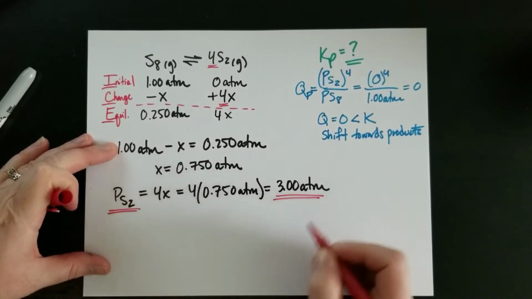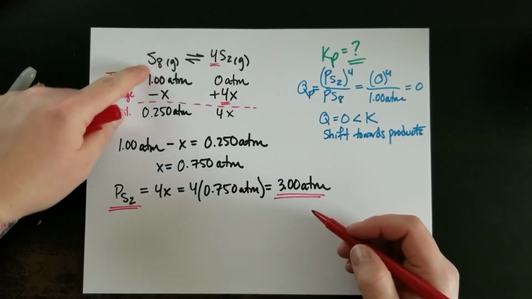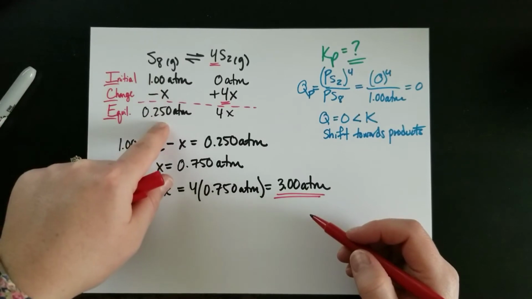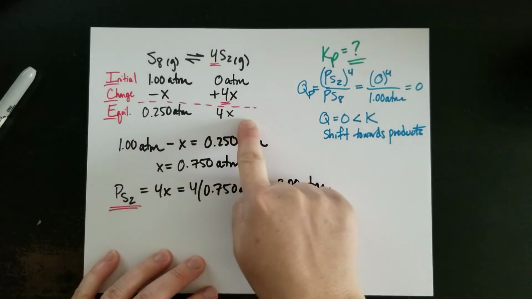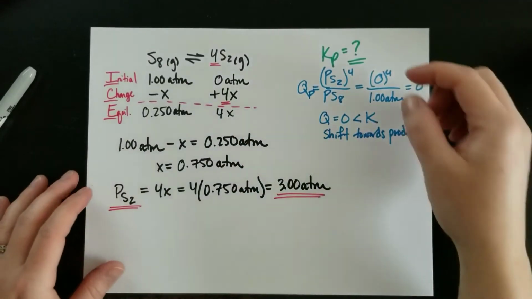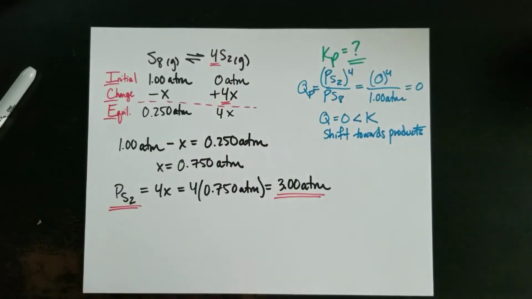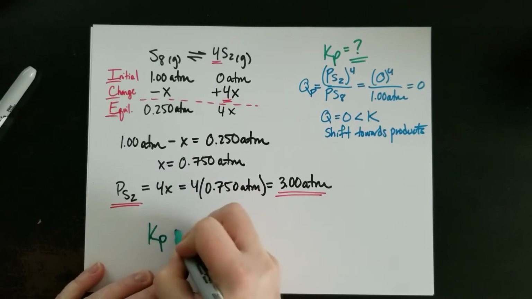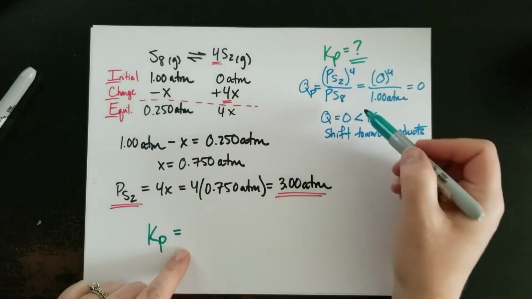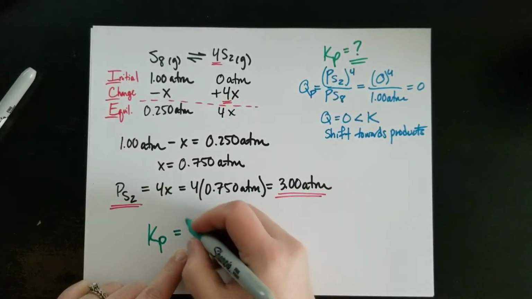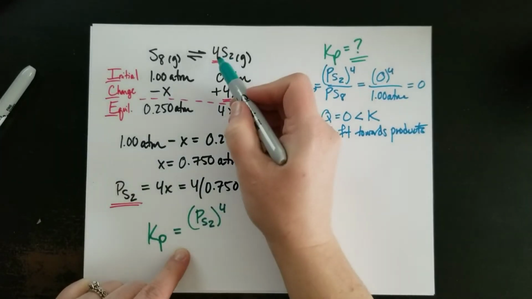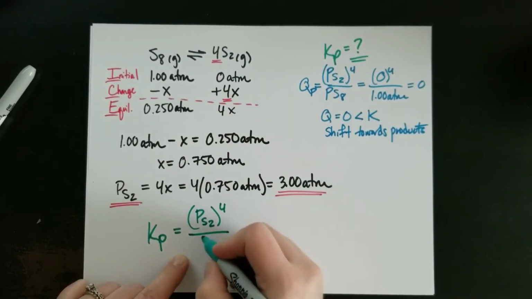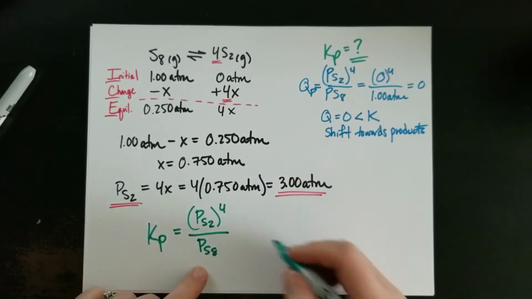All right, so notice here that we were able to solve for the partial pressure at equilibrium for the S2 as being 3 atmospheres, and we already know that the partial pressure at equilibrium for S8 is 0.25 atmospheres. Once you know the values at equilibrium, you can solve for K. So now we're going to come back to our Kp expression, and we're going to, again, think about how this is set up. So it should be the partial pressure of our products, partial pressure of S2, to the 4th power because of that 4, over the partial pressure of the S8.